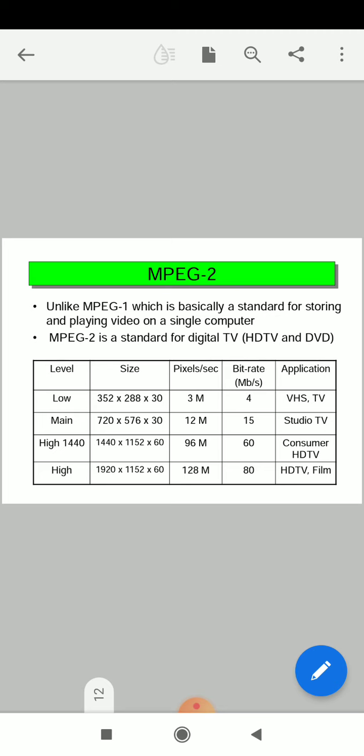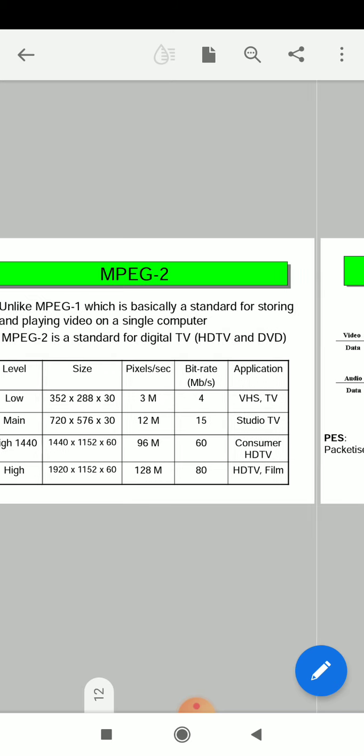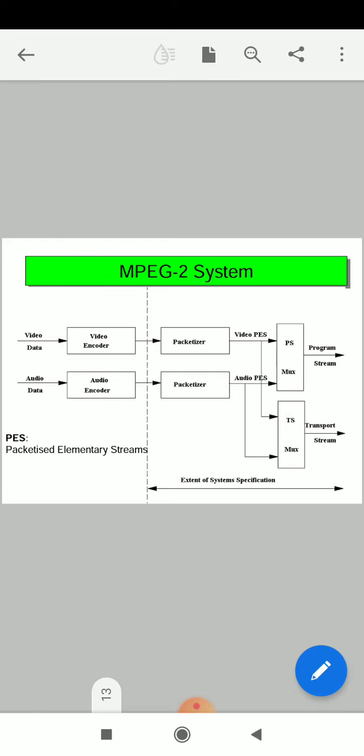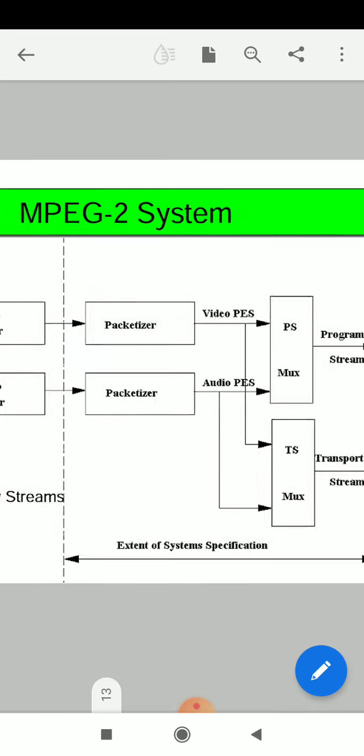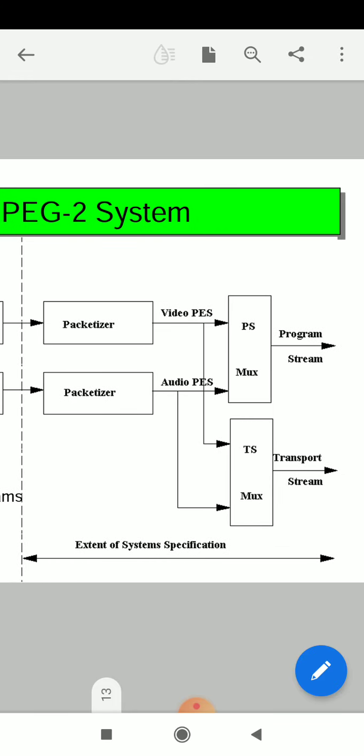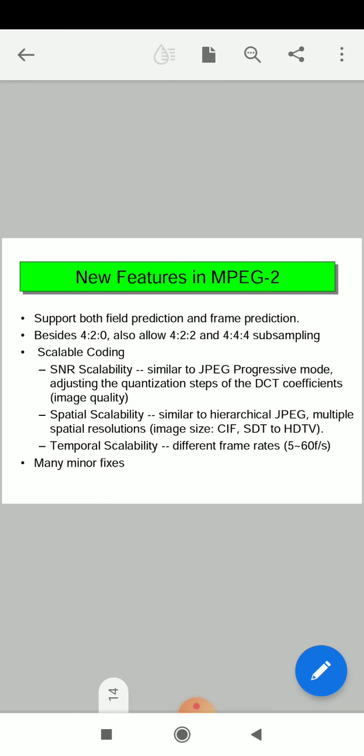Here in MPEG-2, the levels available are low, main, and high, and also the high 1440 level. The sizes available are shown here. The pixel size, bit rate and the applications where we are using them are available in this slide. For the MPEG-2 block diagram, we are using a packetizer, video encoder and audio encoder. Then we get the program stream and transport stream as output. The features in MPEG-2 include SNR scalability and spatial scalability.